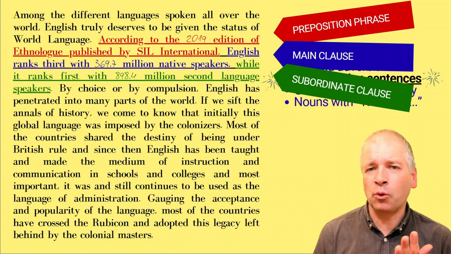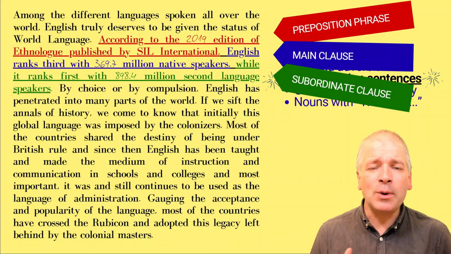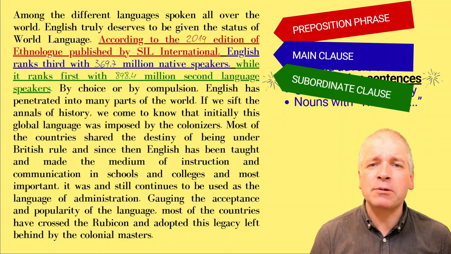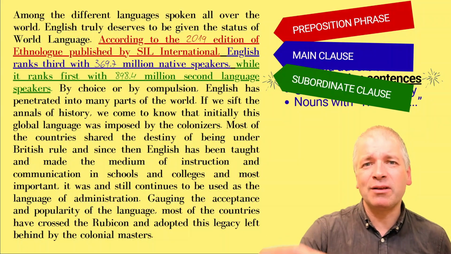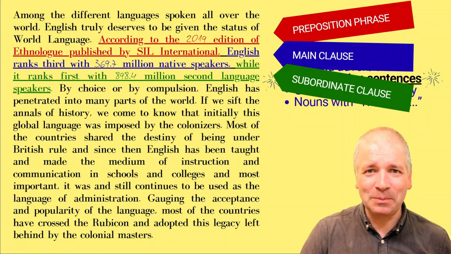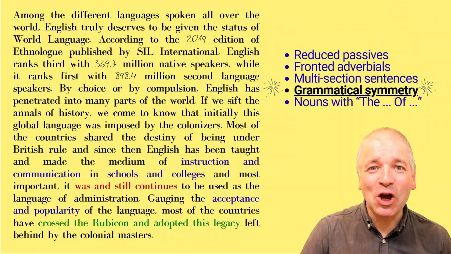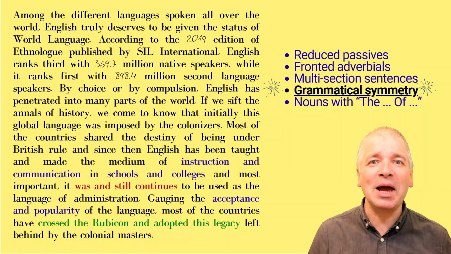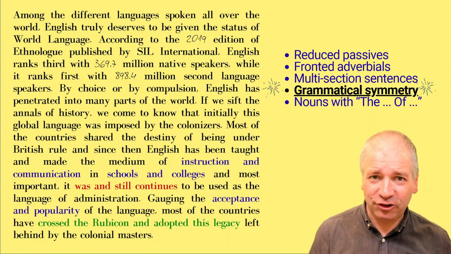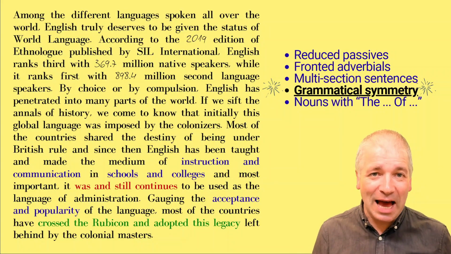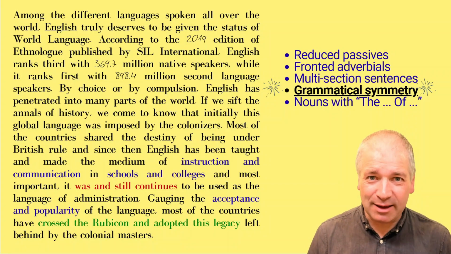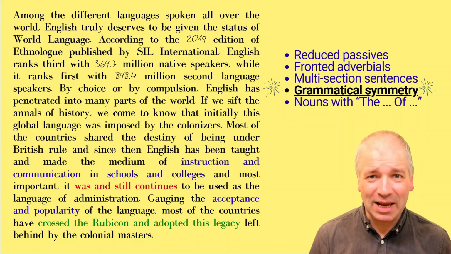Now, the main clause and the subordinate clause can be in a different order, but we often introduce this complexity into academic writing. And this helps create better links between each sentence and each clause and each idea. Another feature of this text is something called grammatical symmetry. Look at the coloured words this time. We have three different types: instruction and communication, schools and colleges, acceptance and popularity, they're in blue. Was and still continues is in red. Crossed the Rubicon and adopted this legacy, those are in green.